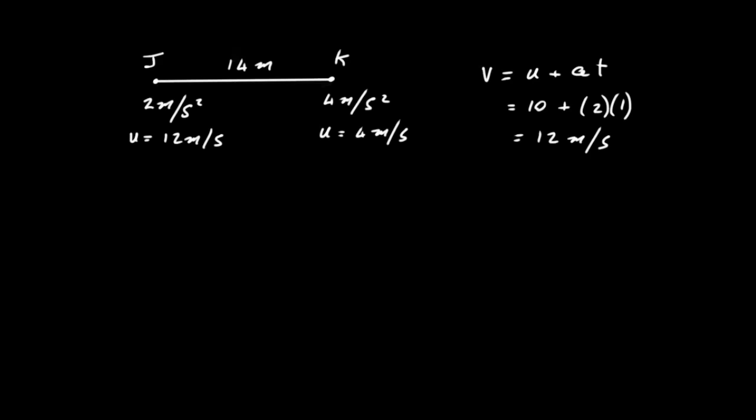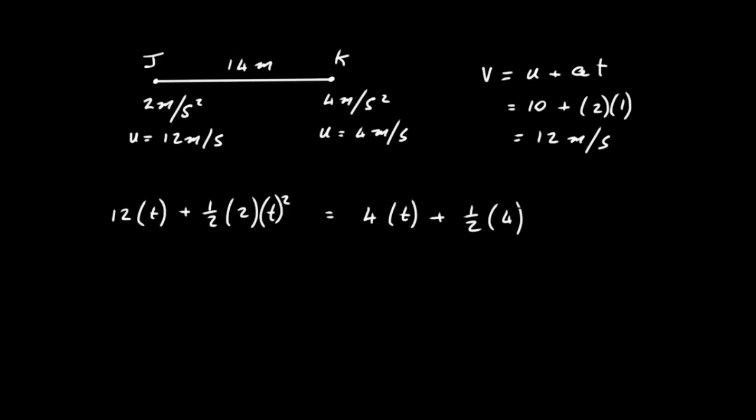So if we take John's distance travelled, it's going to be s equals ut plus half at squared. So his initial velocity is 12. The time we want to work out of overtaking, it's going to be half his acceleration, which is 2, and it's t squared here. We want that to be equal to Kevin's distance, which is 4 times t, ut, plus a half his acceleration, which is 4, and it's t squared here as well.